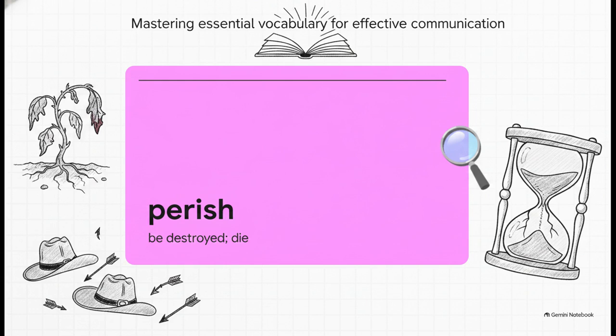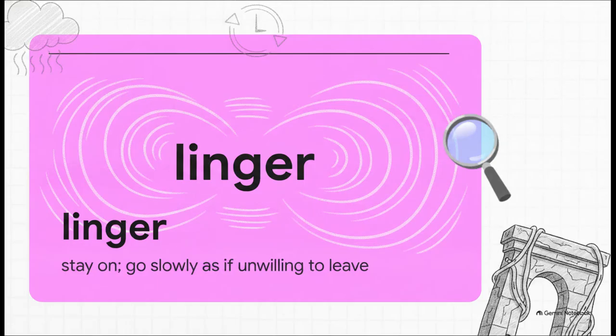A plant will perish if it doesn't get water for its roots to absorb. Or, looking back at history, General Custer and all his men perished at the Little Bighorn. It is a very definitive, final word. On the flip side, some things refuse to perish quickly, and instead they linger. This means to stay on or go slowly as if they're unwilling to leave.